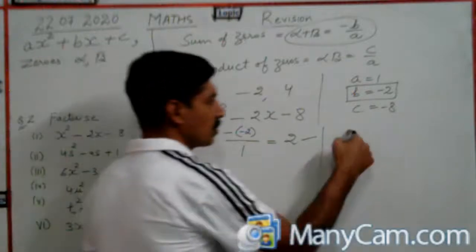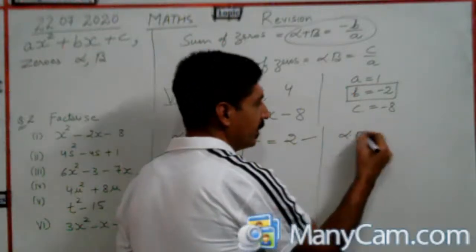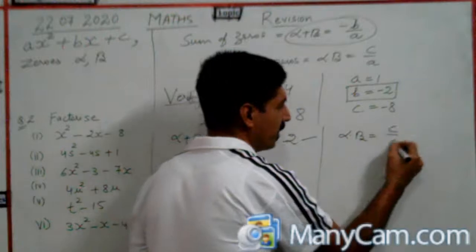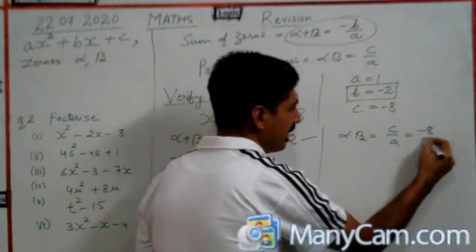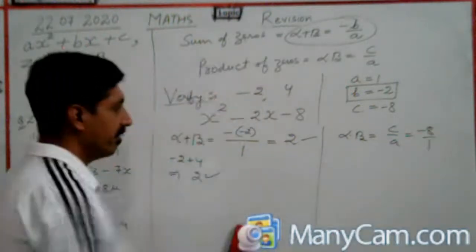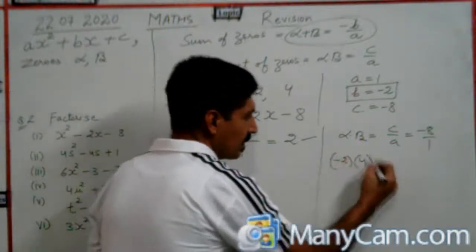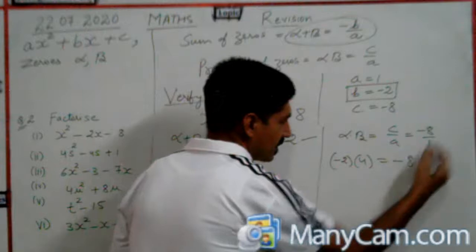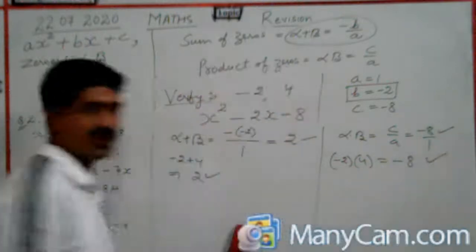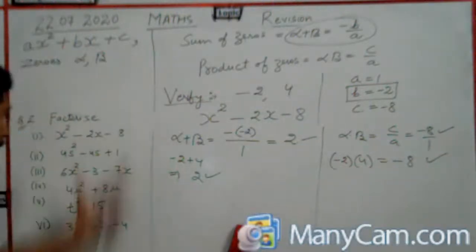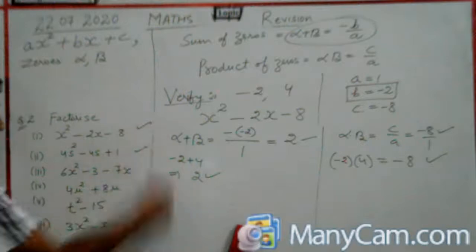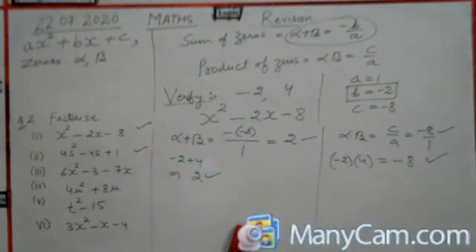Even the product also. Product, alpha into beta, is equal to c upon a. So that is minus of 8 upon 1, which is minus 8. And when we multiply minus 2 and 4, we get minus 8. So the result is verified. Even we can go for the same with the first, second, all of these, for all are already done, right? So we can go for all.